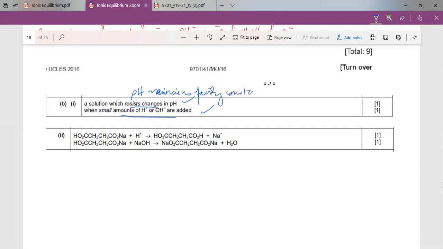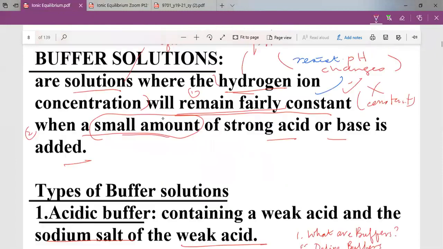So it seems that pH resistance to change is the most often used property, right? So these are the two things here. Now let's go back to the main notes.